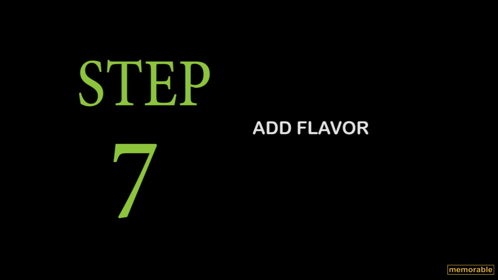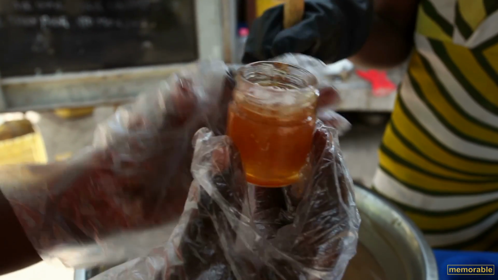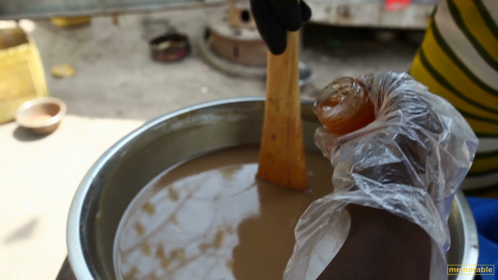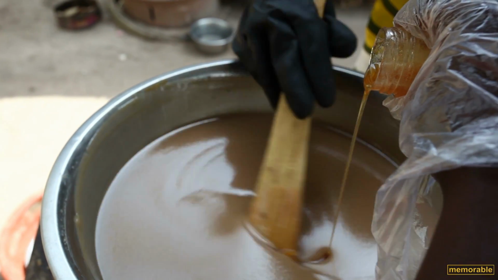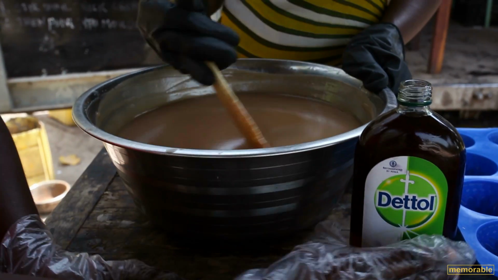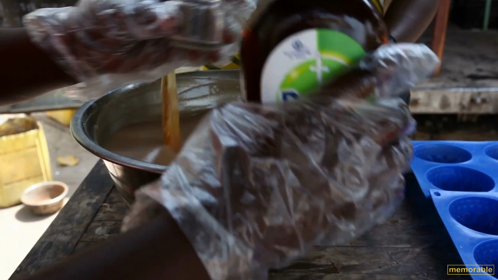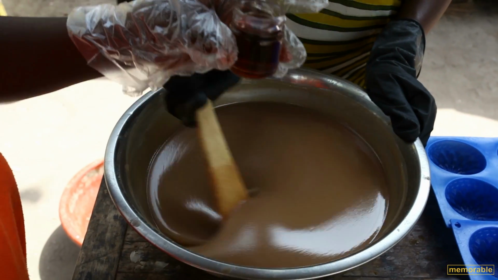Step 7. Add honey and flavour. It is important to add the flavour and honey after the tracing point. First add 30 millilitres of honey, and then we add the flavour or scent. In this case we are using 30 millilitres of Dettol. Remember to do this quickly after you have found the tracing point.